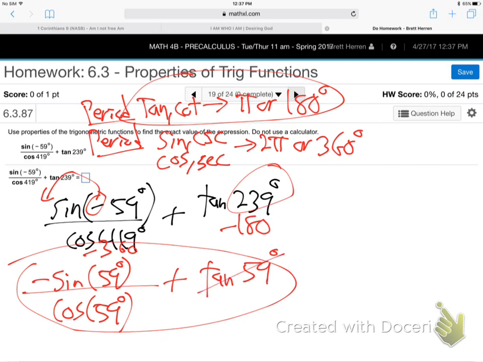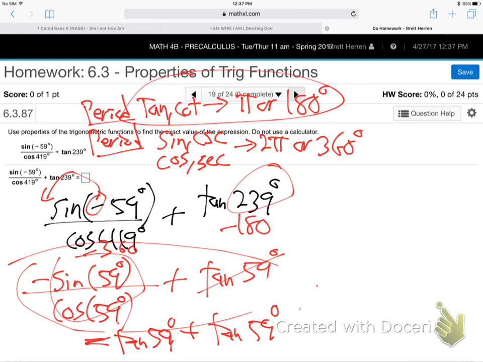What's tangent of 59? It's sine 59 over... or I could go the other way. I could say, look, this is minus the tangent of 59 plus the tangent of 59, isn't it? Sine over cosine is tangent. It's got a minus. So the answer is 0. It's a fancy way to say 0.